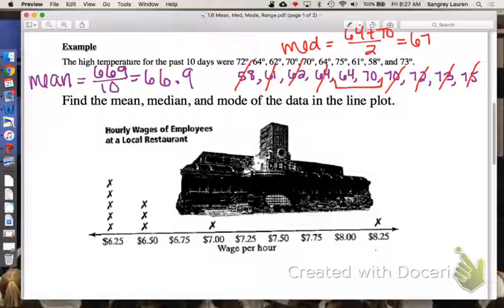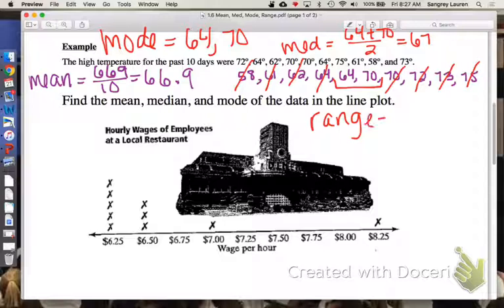Our mode, there are actually 2 modes. So it looks like 64 and 70 both show up twice. So 2 modes. And then our range is the biggest minus the smallest. So this would be 75 minus 58. We should get 17 for the range.